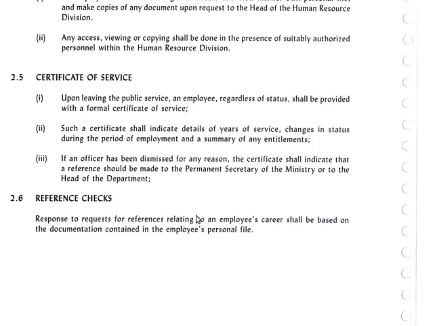Certificate of service. Upon leaving the public service, an employee, regardless of status, shall be provided with a formal certificate of service. Such a certificate shall indicate details of years of service, changes in status during the period of employment, and a summary of any entitlements. If any officer has been dismissed for any reason, the certificate shall indicate that a reference should be made to the permanent secretary of the ministry or to the head of department.